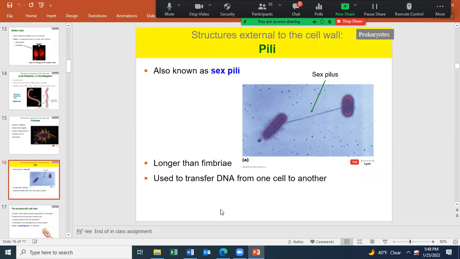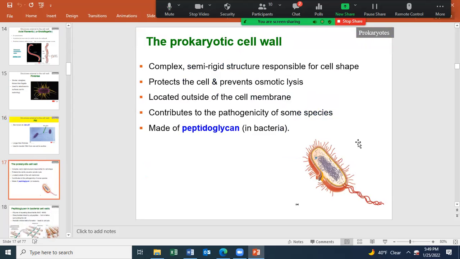The pili is also called the sex pili, and it's a little longer than fimbriae, and it's also hollow. It's used to transfer DNA from this cell into that cell, and we'll talk about sex pili later in the term. Only a few prokaryotes have sex pili.